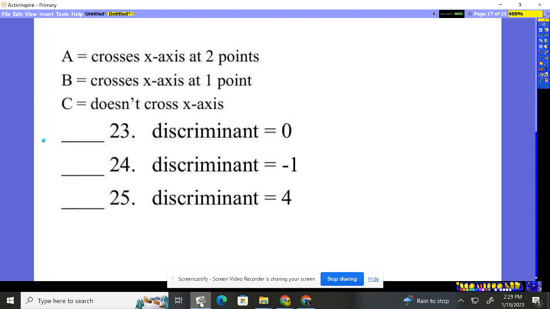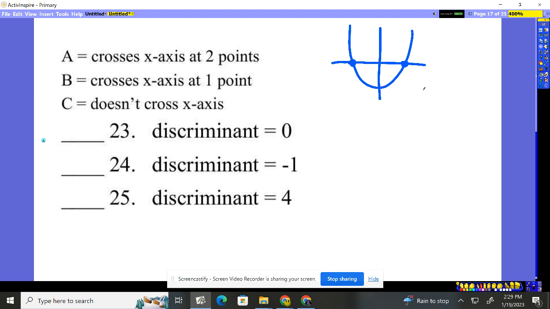23, 24, and 25 give us a discriminant value and they say, hey, how many times does this cross the x-axis? Well, here's our thing. If it crosses twice, it means it's a parabola like this. I'm just assuming it's an upwards parabola. It's going to cross twice. When's that going to happen?